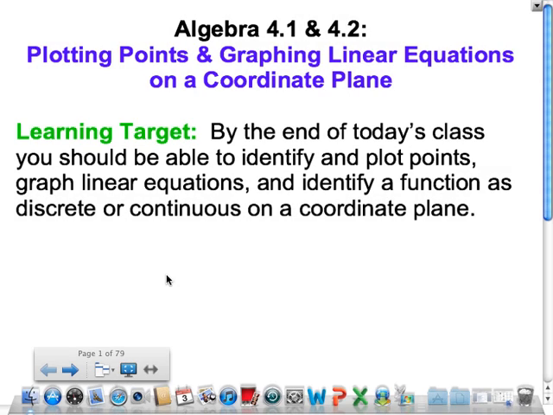All right, as we begin chapter 4 here, as I told you, we are going to slow things down just a bit. We are going to combine sections 4.1 and 4.2. We may or may not spend multiple days on this as well, depending on how you all feel about it. So in sections 4.1 and 4.2, we're going to look at plotting points and graphing linear equations on a coordinate plane. So again, just graphing.